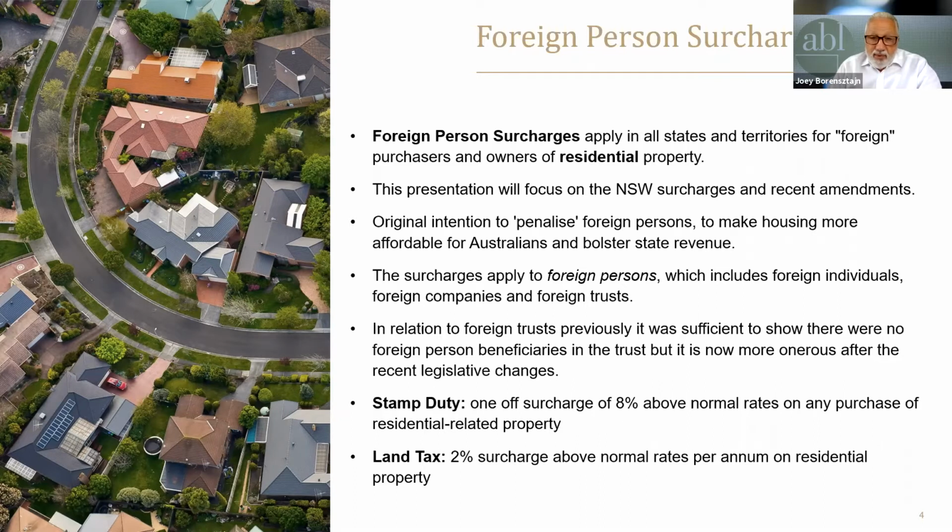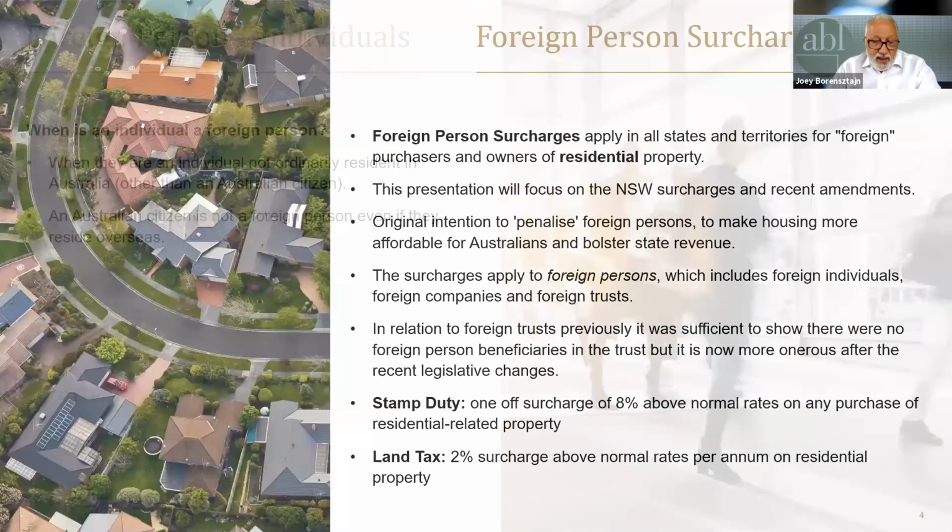By way of example, if you are foreign, then stamp duty on an acquisition imposes a surcharge of 8% above normal rates on any purchase, based on the purchase price of the property. And for land tax, there's a 2% surcharge above normal rates per annum on the residential property, based on the land value. So who is a foreign person?